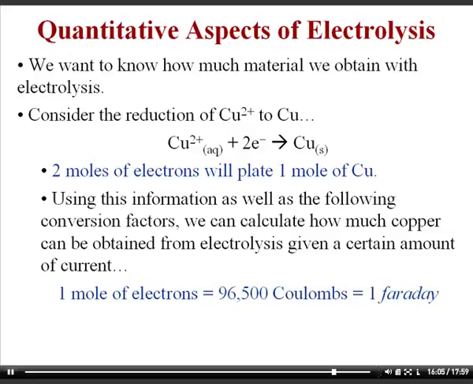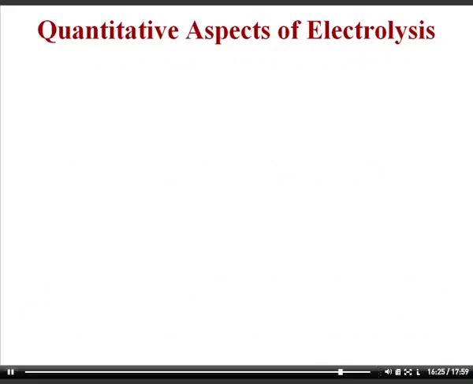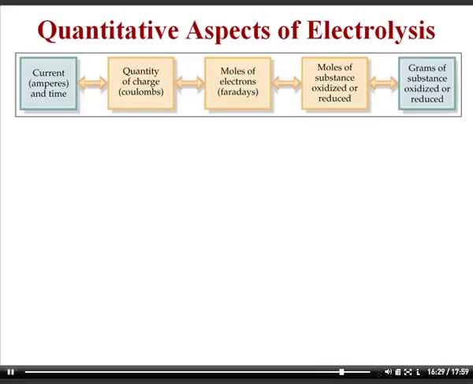The conversion factors we're going to use: 1 mole of electrons is 96,500 coulombs, also known as 1 Faraday, and 1 amp of current, or 1 ampere of current, it depends on how you want to pronounce it, is the same thing as 1 coulomb per second. So that's the amount of electricity that you're going to be using. We're going to look at this conversion problem on the next page. It's going to be a 5-step conversion problem altogether.